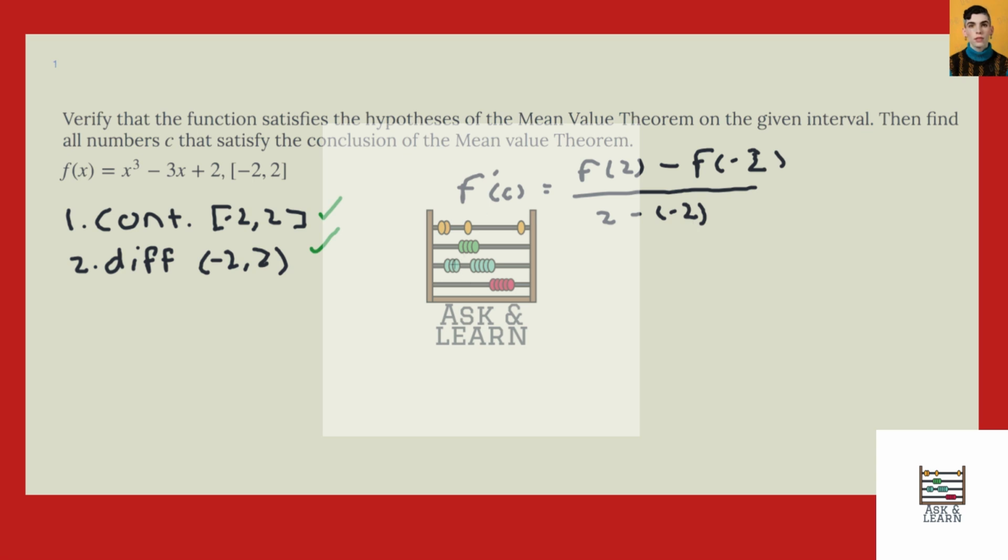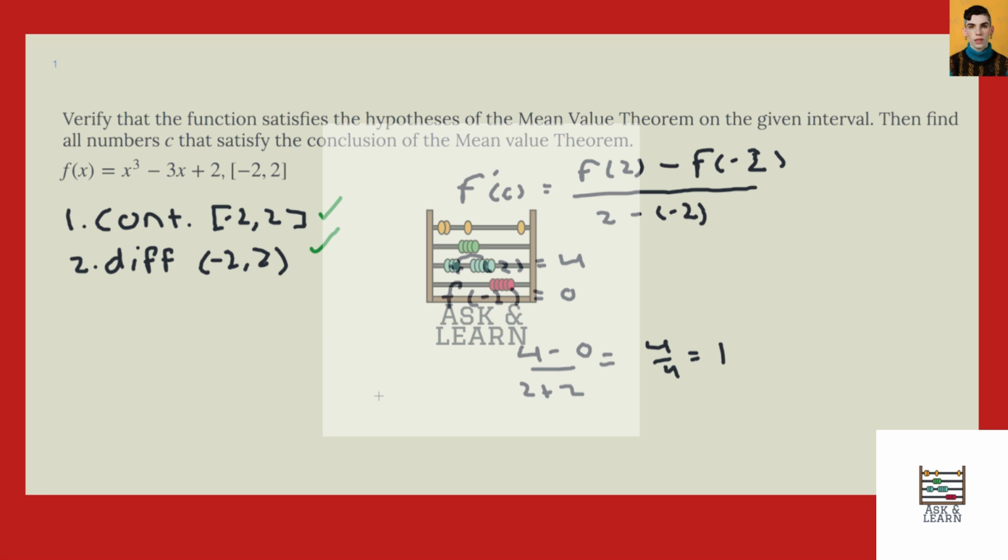And if you calculate the values, f of 2 gives us 4. So you can check this yourself. And then f of -2 gives us a value of 0. So now when we plug these values in, we get 4 minus 0, and then 2 minus -2 means you add, so 2 plus 2, which gives us 4 over 4, which is equal to 1.